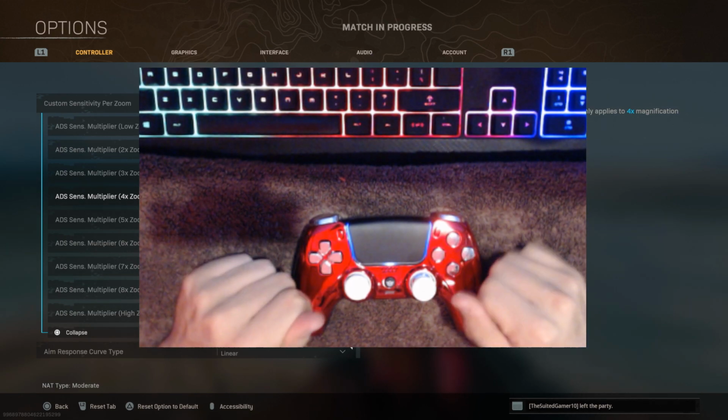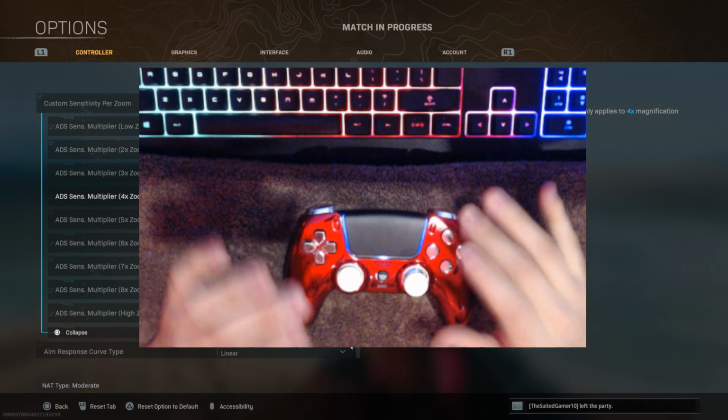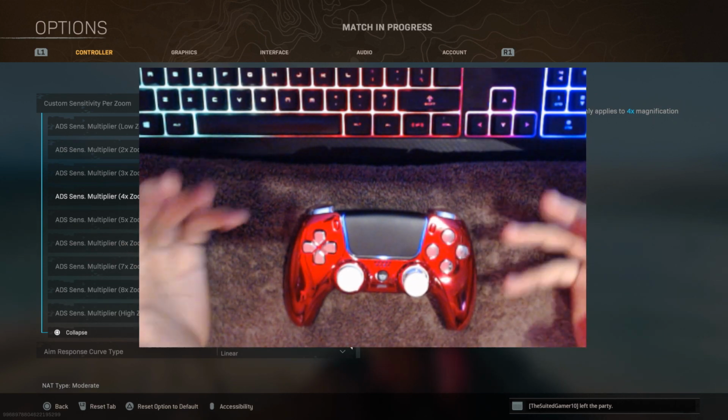Now we're gonna go with the second thing, and I've got my hand cam here because this is where the whole tracking thing comes into play.